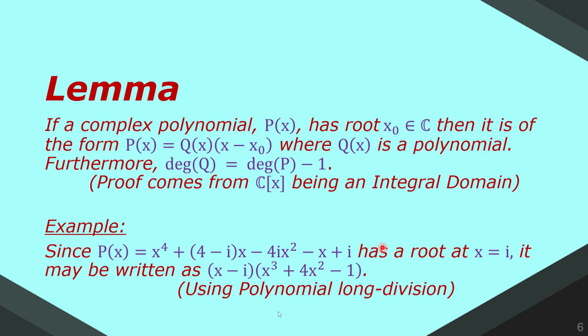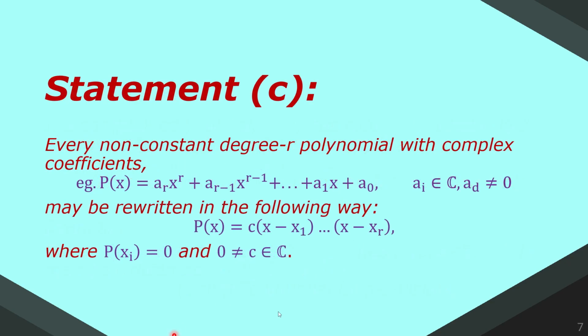And that statement, together with this lemma, where if a complex polynomial has a root, then you can pull out that root as a linear factor in this sort of manner. You can pull that linear factor out and just keep doing that until you have r linear factors representing the r roots of that polynomial.